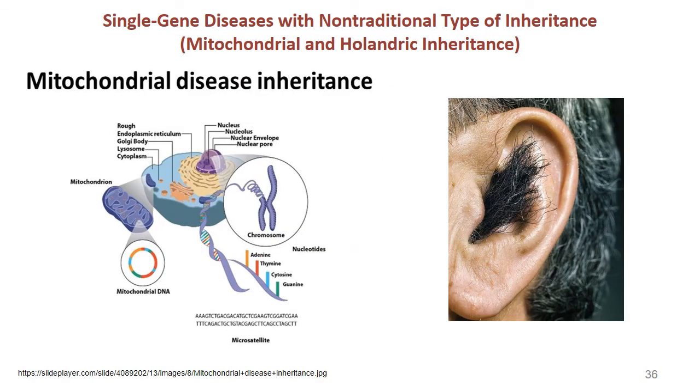Now, single gene diseases with non-traditional type of inheritance. They include mitochondrial inheritance and Holandric inheritance. Mitochondrial inheritance means transmission of a trait through genes of mitochondria, cytoplasmic inheritance. These diseases are equally transmitted from mother to both daughters and sons. Affected fathers do not transmit the disease to either daughters or sons.